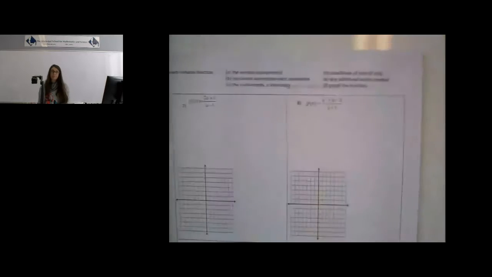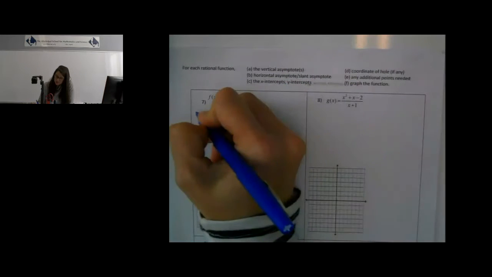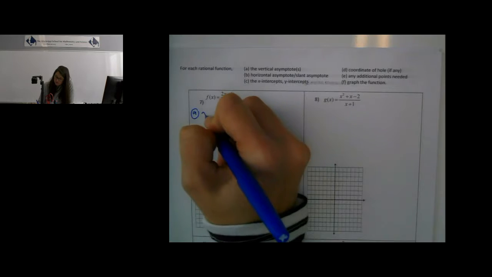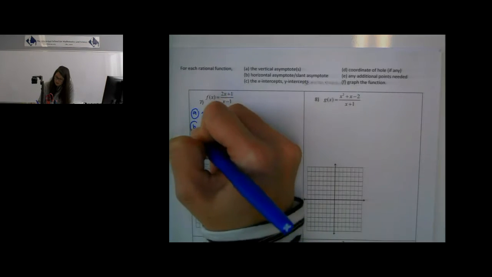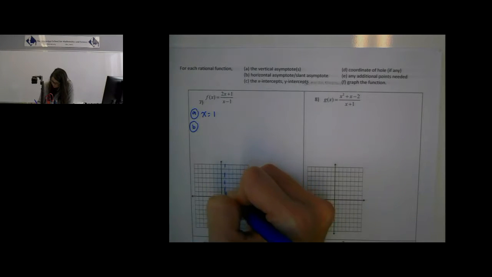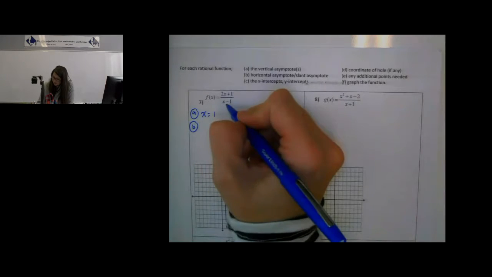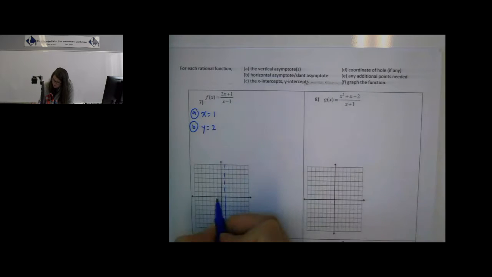Okay, so let's look over here. So we want to graph. So to graph, we have to fill out a lot of information. So we need to find the vertical asymptote. So it's going to be x equals 1. So x equals 1 is going to be a vertical. So there we go. And the horizontal asymptote is, these are equal, so your horizontal asymptote is going to be at y equals 2.